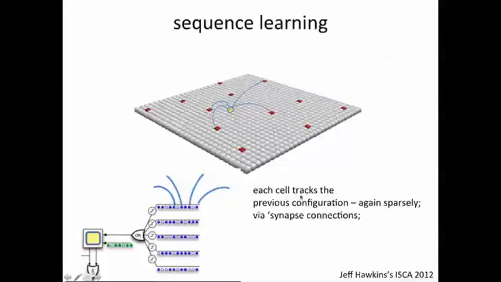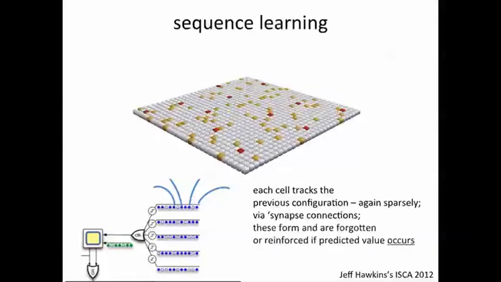So each cell tracks the previous configuration, again sparsely. It doesn't keep track of all the cells which were active in the previous time step, but only a few. And it does this via the synapse connections which are made along these dendrites. So each cell is potentially connected to a number of other cells via this dendrite, and the synapses are the actual connections which are not permanent but get learned over time. And this is how the learning takes place.